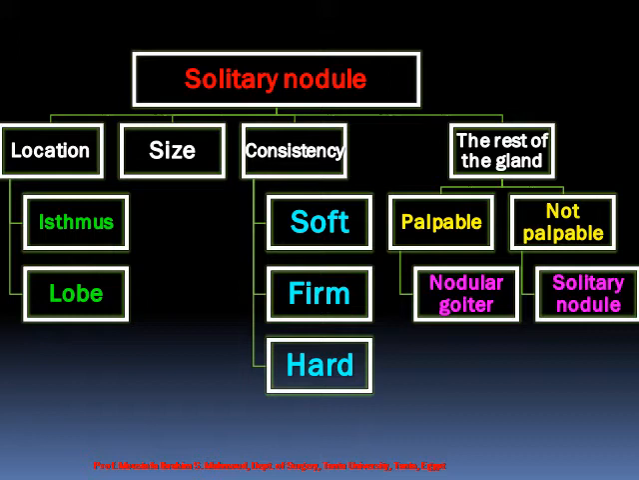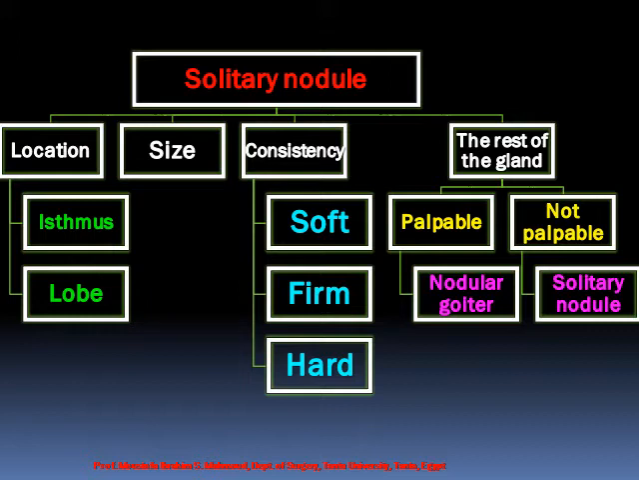Solitary nodule. To know the solitary nodule, we note the location, whether in the isthmus or in one lobe. It is a simple nodule. Its size, small or large, expressed in centimeters. Its consistency, whether soft, firm, or hard.